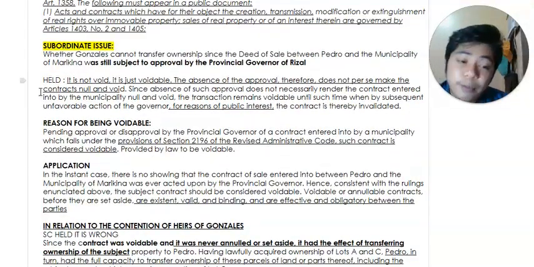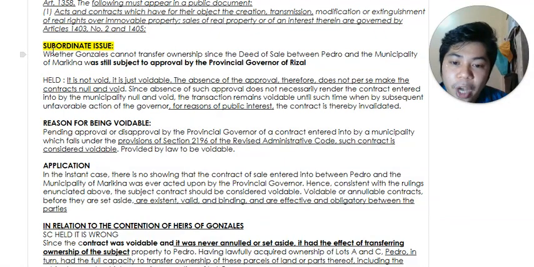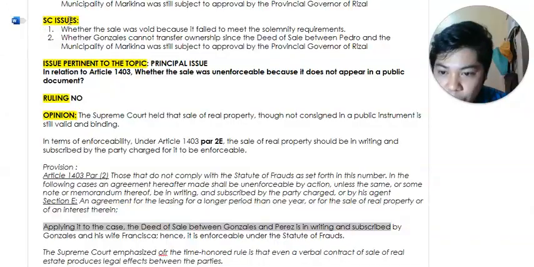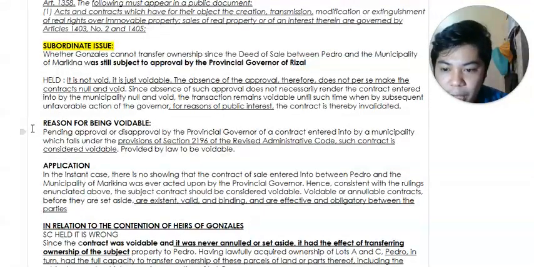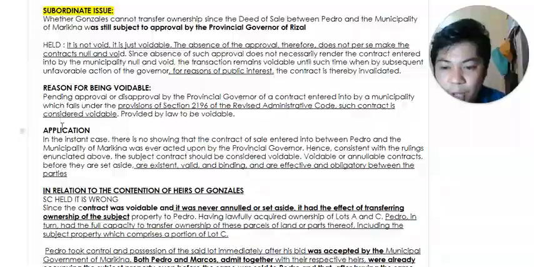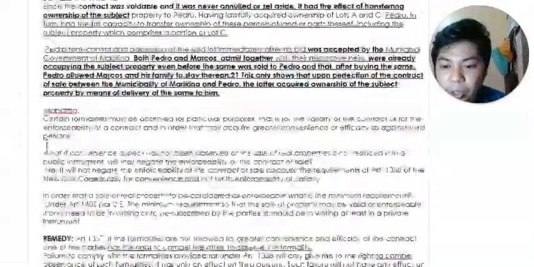Sometimes we have more than one issue, so I provided subordinate issues here. If you also have subordinate issues in your cases, you also provide them here. It is the same for each issue: put the ruling, the opinion, and the holding. So I just put it here. What is the reason why it was voidable, the application. Okay, so that's it.